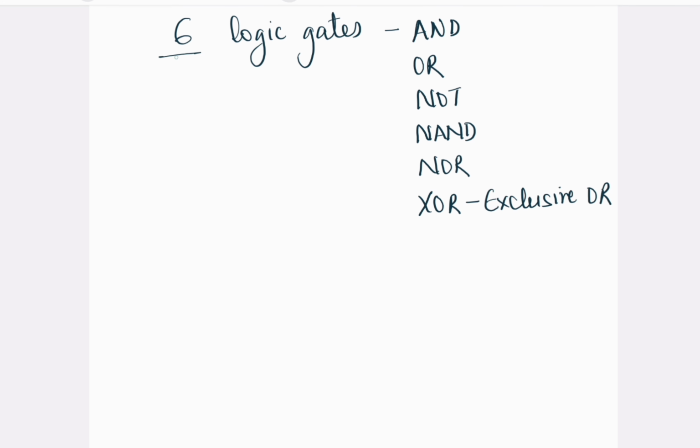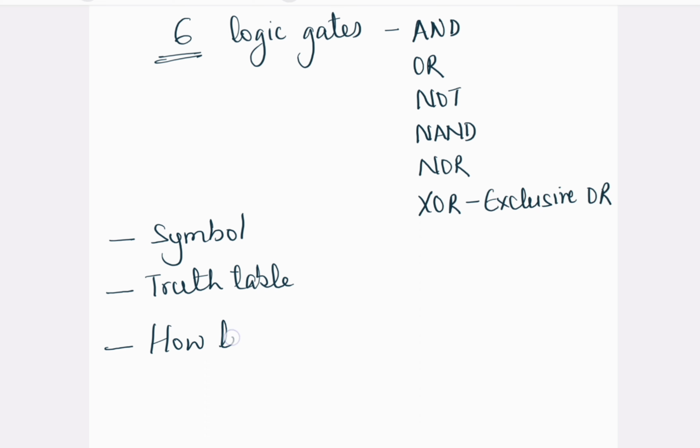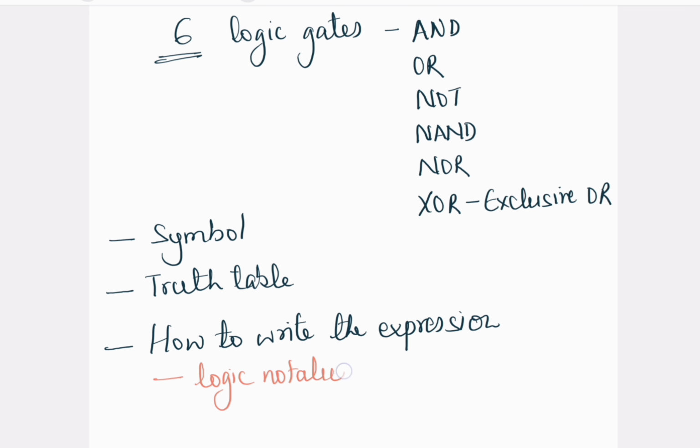To understand these 6 logic gates, we are going to look into different things. So we'll learn about the symbol. We'll learn how to trace these using different variables through the truth table. And we are going to learn how to write the expressions. Each logic expression can be written using 2 different formats: the logic notation or the Boolean algebra. Now, what is the difference between the two?